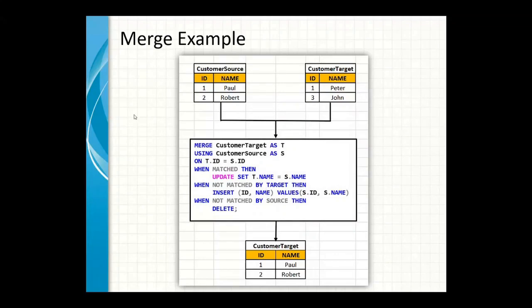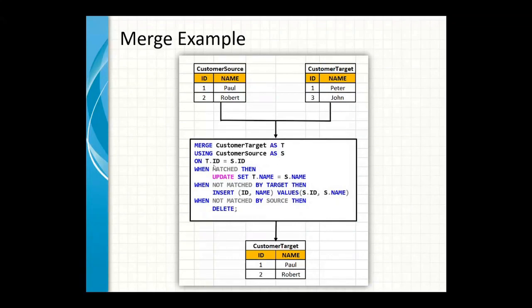So how did we do that? Notice here is the syntax to do it. We have MERGE target table. In our case, customer target is our target table name. So we write MERGE customer target AS T, giving it an alias name, USING the source table. In our case, it is customer source, so USING customer source AS S.